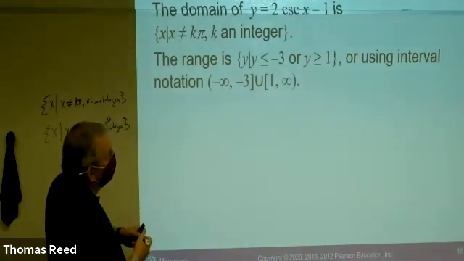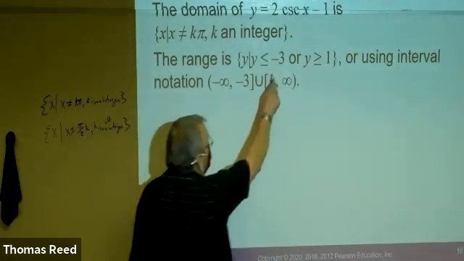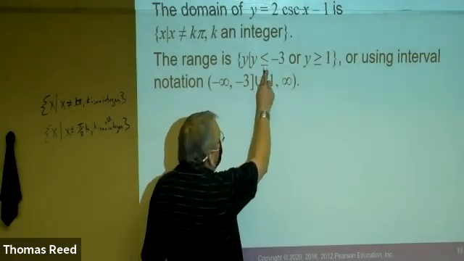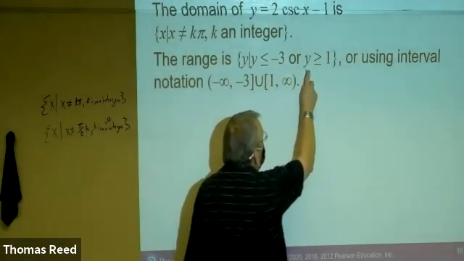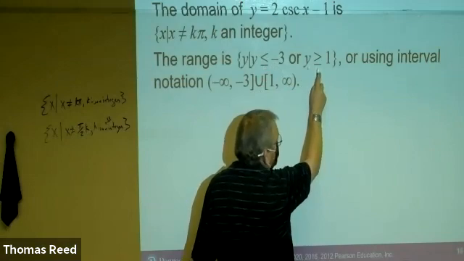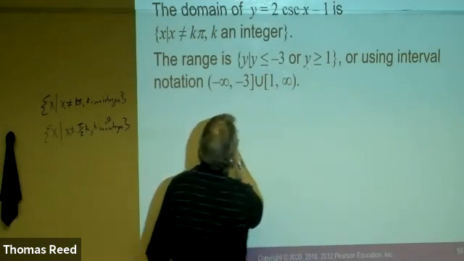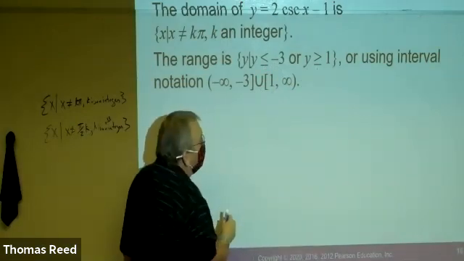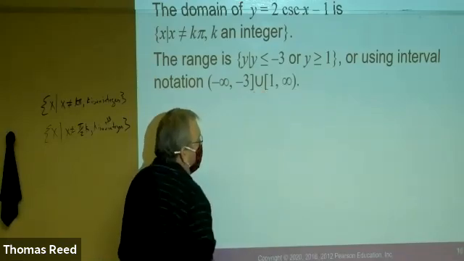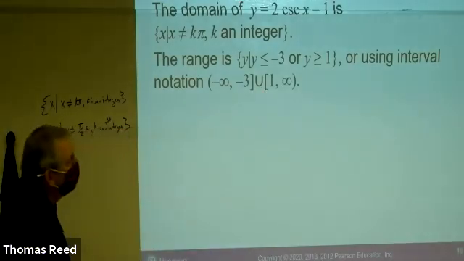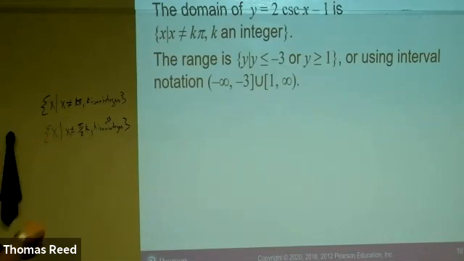So if you were to do it in set builder notation, y has to be less than or equal to -3, or y has to be greater than or equal to 1. And that's what these 2 intervals are showing. And we use the union between those 2 sets to say that it's in one or the other.